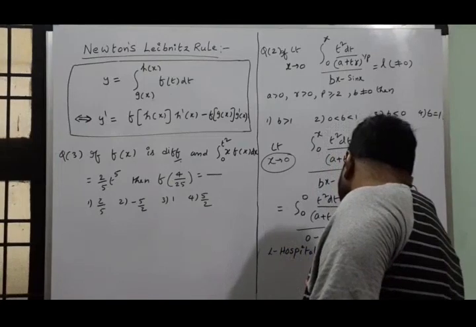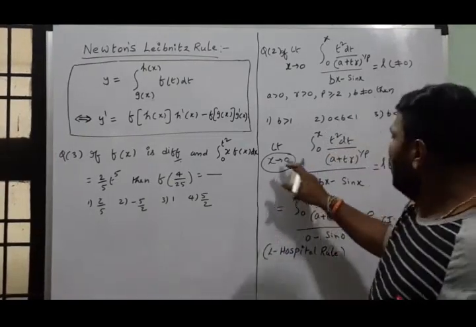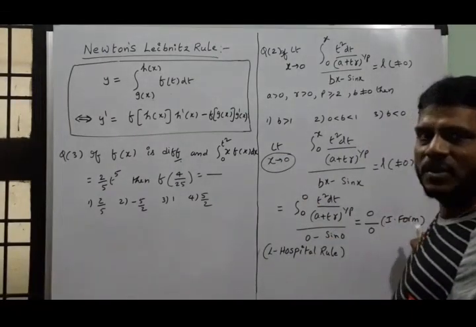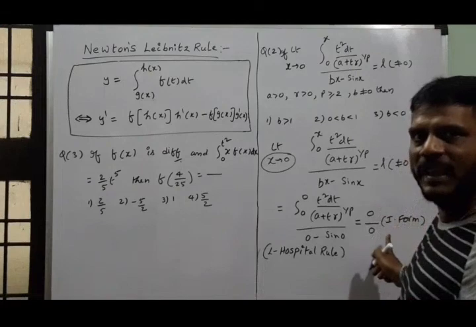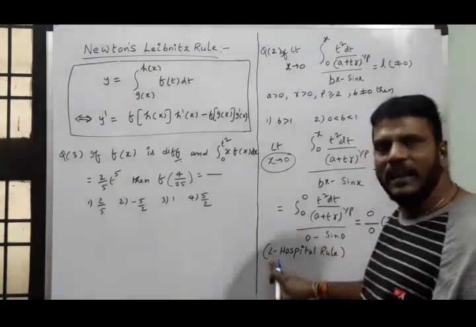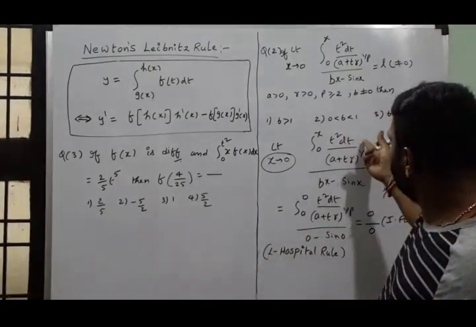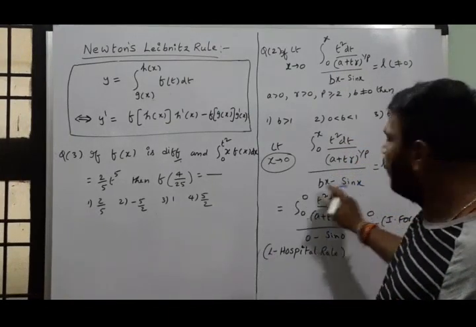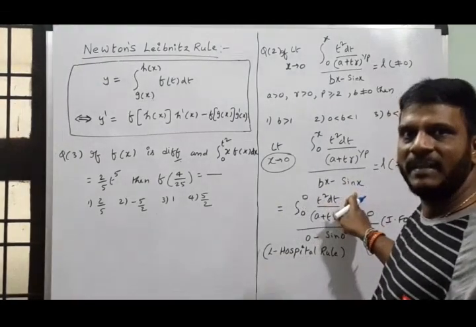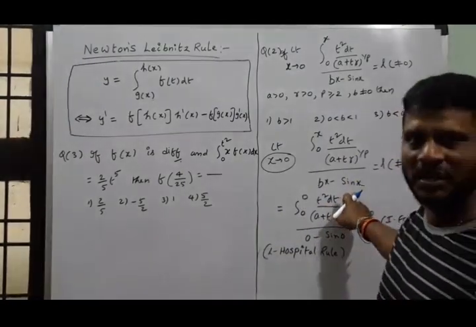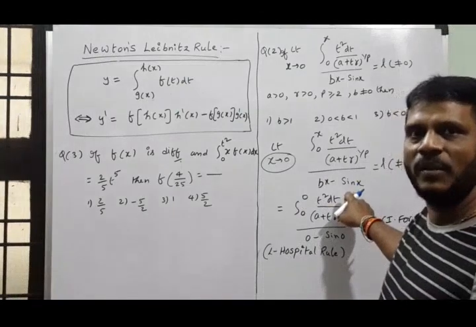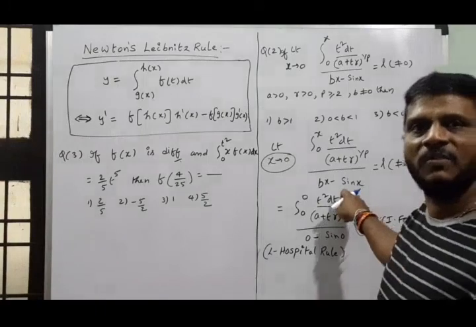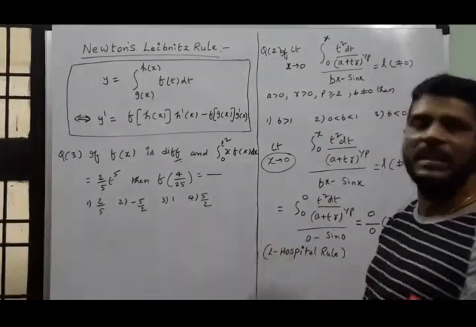What is the L'Hospital rule? By finding the limit of a given function, if you get the indeterminate form 0 by 0 or infinity by infinity, then according to the L'Hospital rule, you have to differentiate the numerator and differentiate the denominator, and apply the limit. If you get a finite number, that finite number is the limit of the function. If you once again get 0 by 0 or infinity by infinity, then you have to repeat the same process once again. So that is the L'Hospital rule.